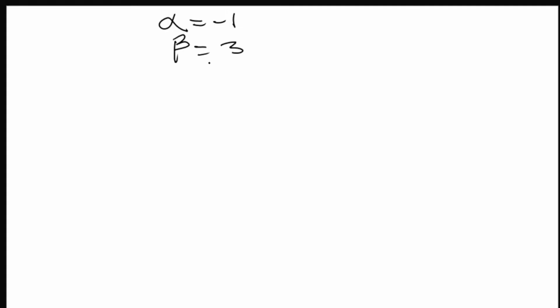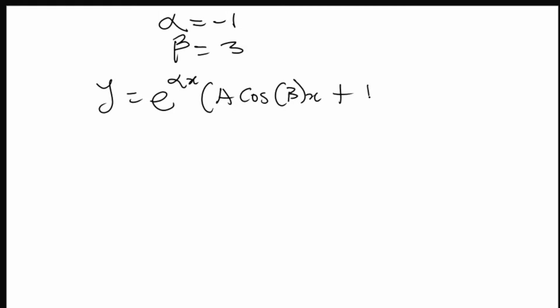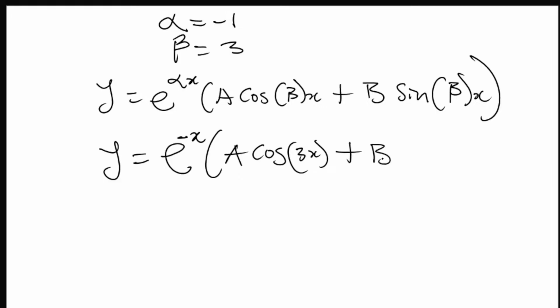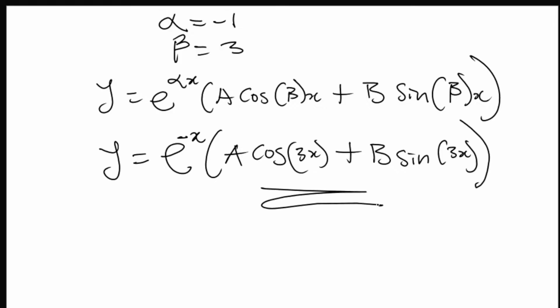So what will be the solution to our equation? The solution will simply be y equals e to the alpha x into A cos beta x plus B sine beta x. Are we together? So if we want to impute our alpha and beta, we'll simply have our given equation equal to e raised to the power of minus x into A cos 3x plus B sine 3x. Are we together? So this will be the equation you are asked to calculate for.